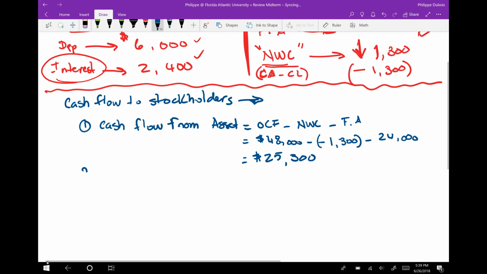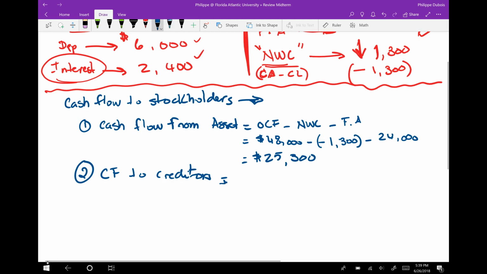Second part of this problem, we'll have to calculate the cash flow to creditors. Okay, cash flow to creditors. Because remember, you have to pay the creditors first, and whatever is left over from creditors, from what you've spent in your fixed asset, from the deviation from net working capital, the leftover is your cash flow to stockholders.